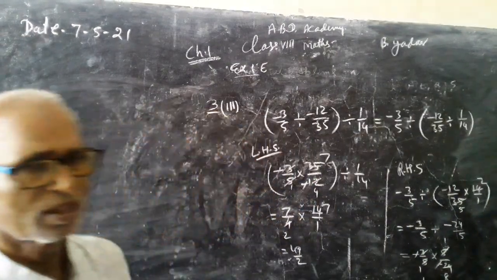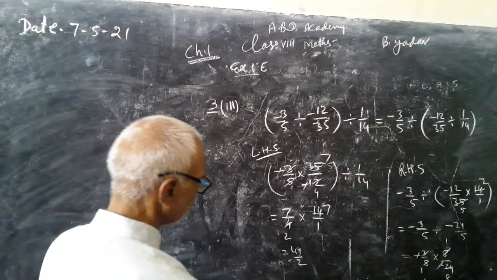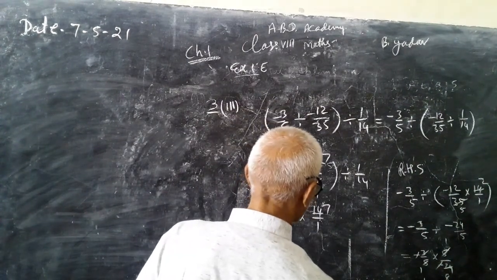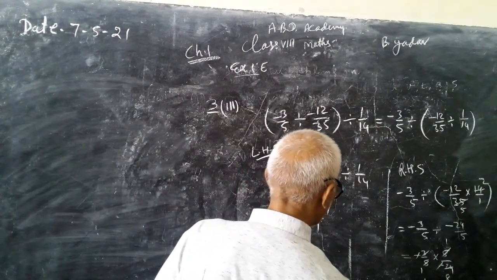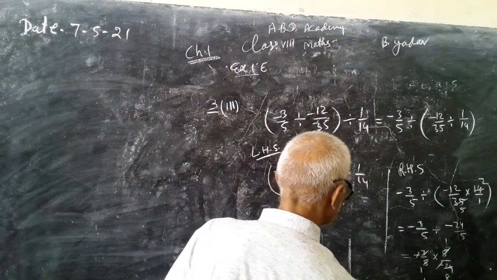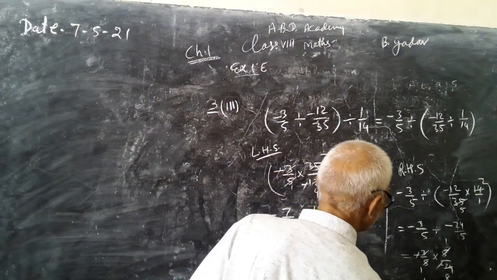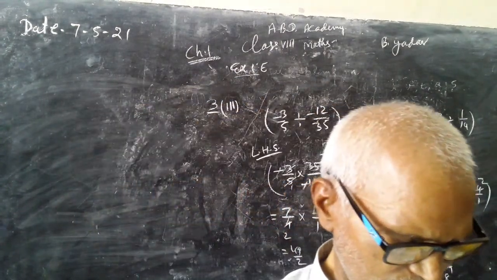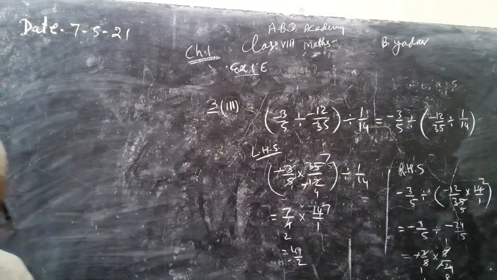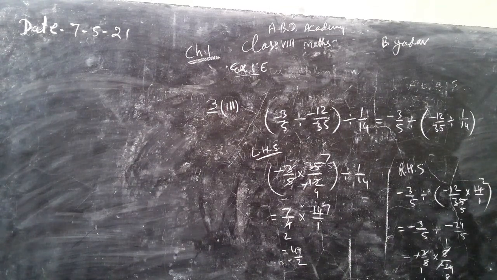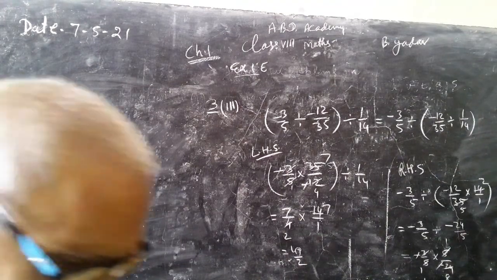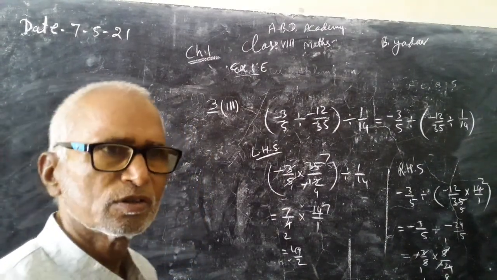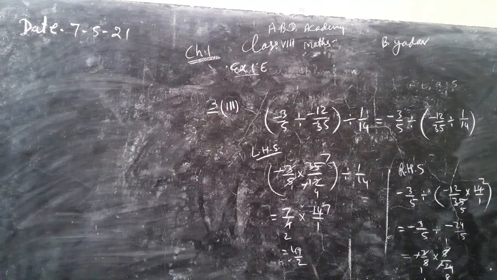You see here, left and right hand side are not equal. LHS is not equal to RHS. Therefore, this is false. Likewise, we have completed up to question number 3. You do properly as I am doing, and we shall proceed further in the next video. So let us take a break over here.